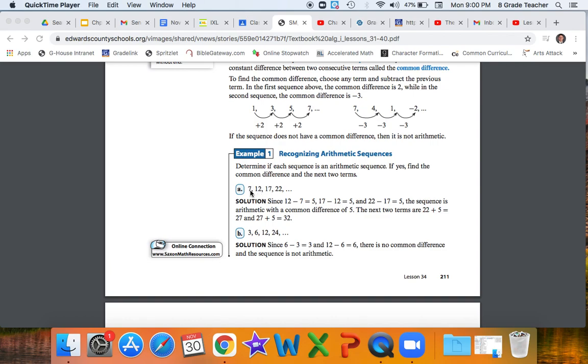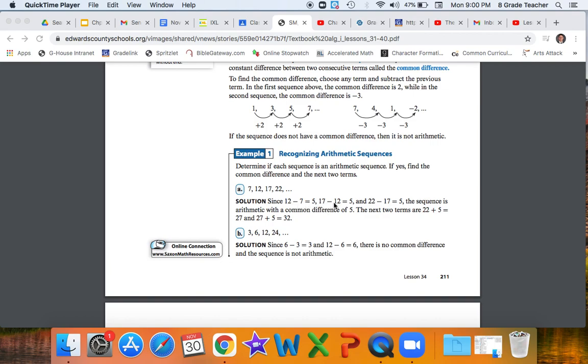So 12 minus 7 is 5. Does it go up by 5 each time? So 7 plus 5 is 12, 12 plus 5 is 17, 17 plus 5 is 22, 22 plus 5 then must be 27. In our solution then it says 12 minus 7 equals 5, so we found the common difference.